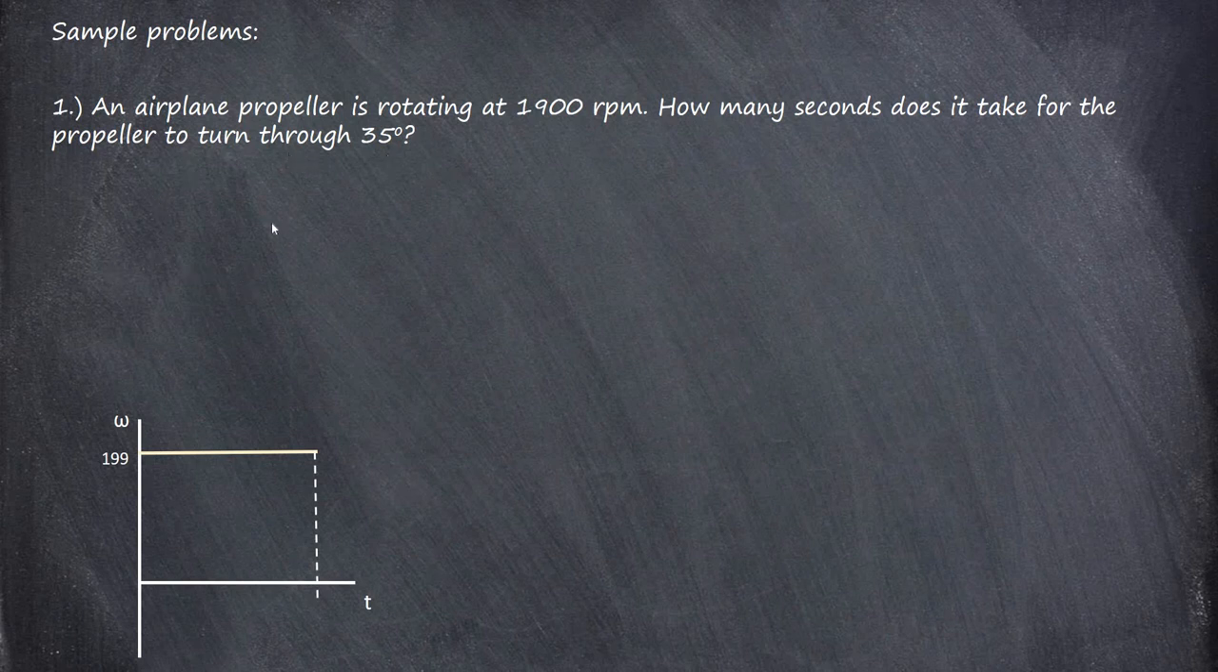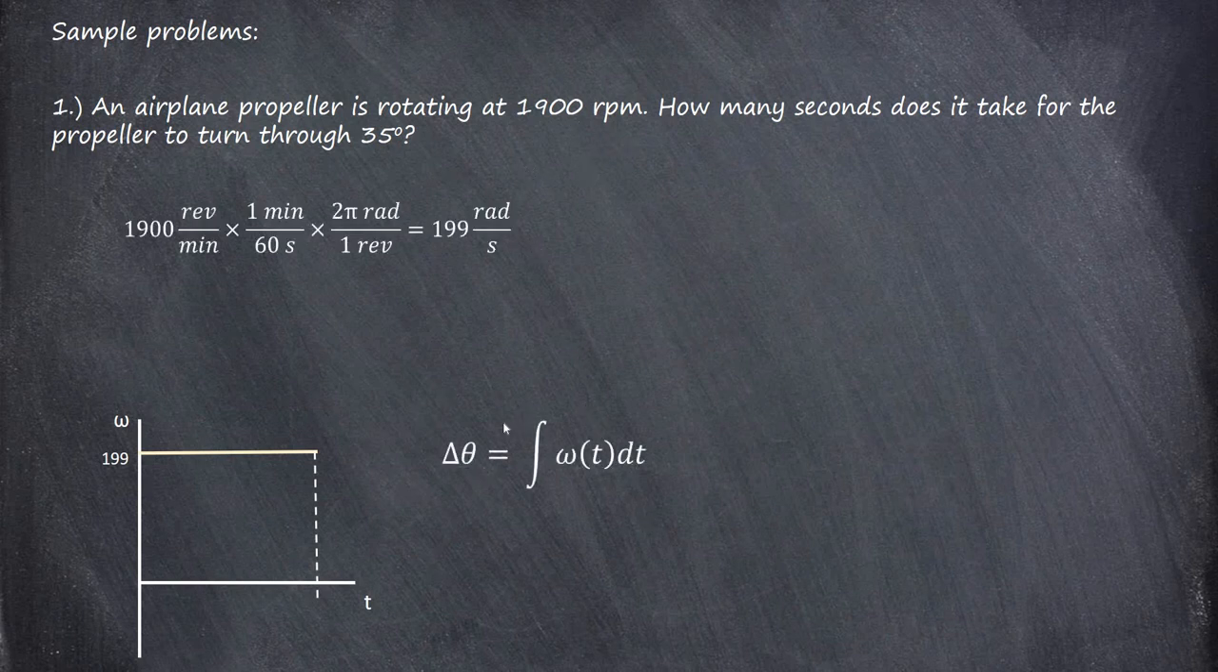Okay, I will now proceed first by converting, oops, sorry, I'm just going to convert 1,900 RPM to rads per second. So 199 rad/s. And I draw this graph just to show that it's constant for an omega t graph. The graph is a straight line, because the angular velocity is constant. 35 degrees, I converted that into radians as well, so 0.611.